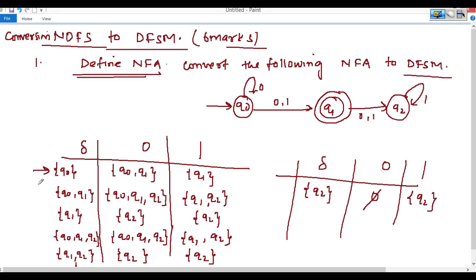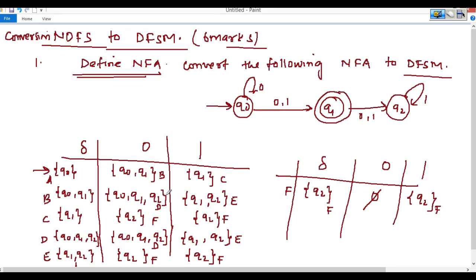Now rename the states. This is A, this is B, this is C, this is D, this is E, and this is F. So this is B, this is C, this is D, this is E, and Q2 is F. And this is D, Q1 Q2 is E, Q2 is F, and F.